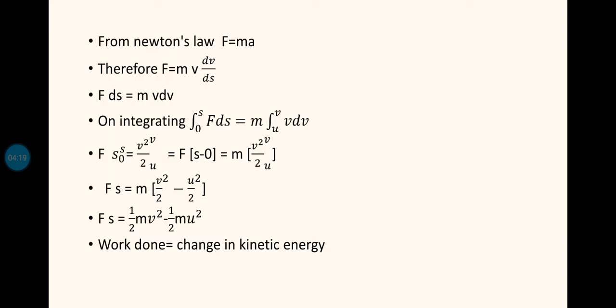From Newton's law we have F is equal to ma. Therefore F is equal to m into, instead of a, I am writing v into dv by ds. So F is equal to m into v dv by ds. So I am taking that ds to the left side. So F ds equal to m into v dv.